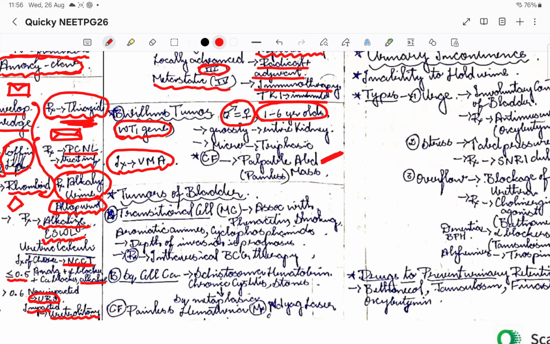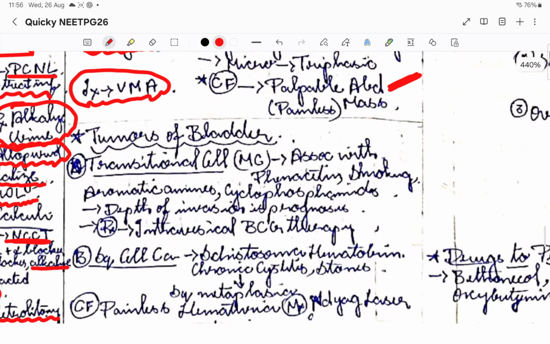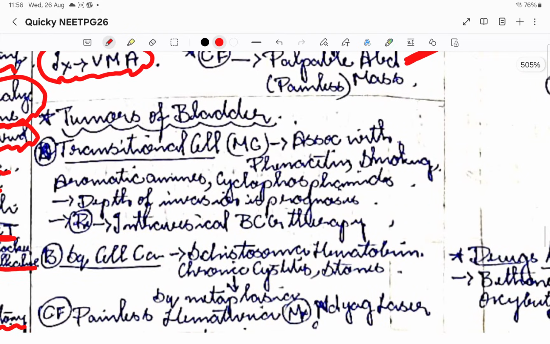Now we'll go to tumors of bladder. You know that, right? The transitional cell is the lining of the bladder and all the urinary tract. Please go through the histology slide of the transitional cell, because they have been asking repeatedly what is the tissue that forms the ureter or the bladder and all these things. So please go and take a look at the histological slide.